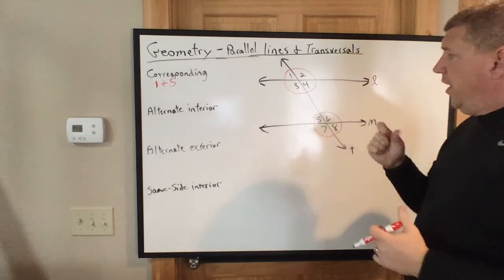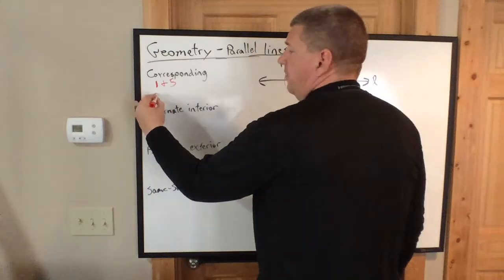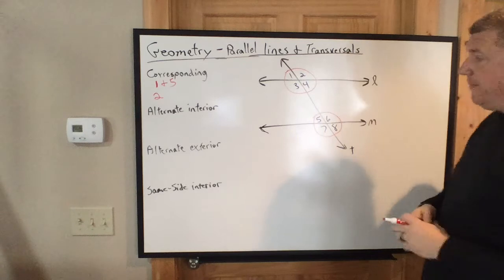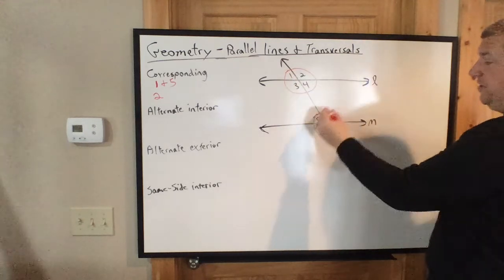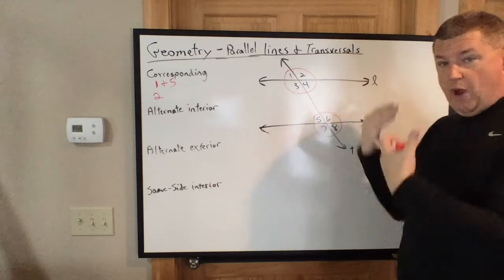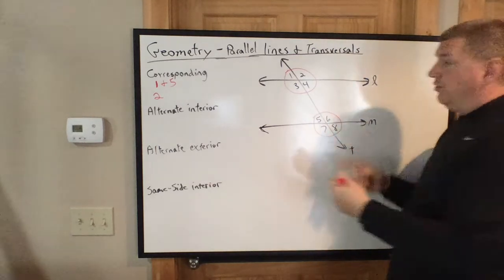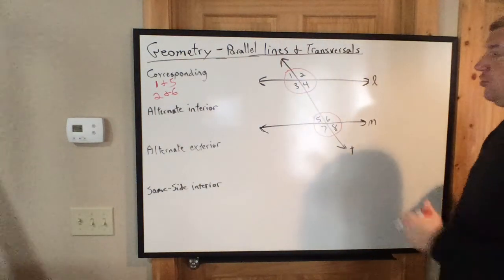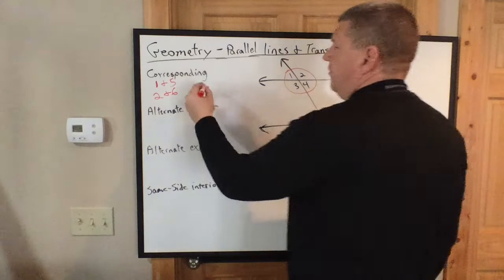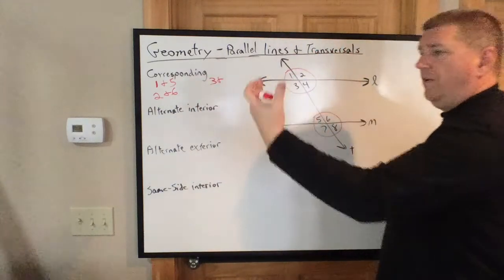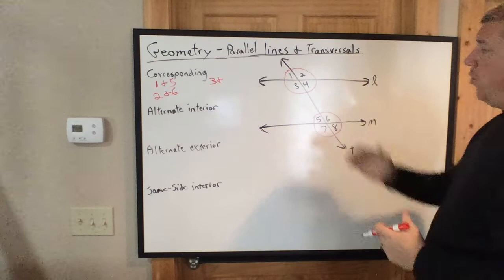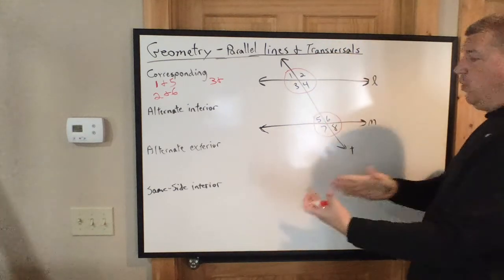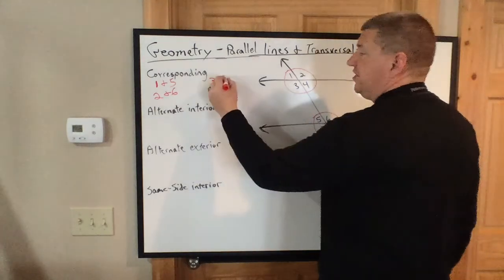Now let's look at angle number 2. Angle 2 is in the upper right-hand corner of the first cluster. Which angle in the second cluster is in the upper right-hand corner? That would be angle 6. So 2 and 6 are also corresponding. Now let's look at angle number 3. Angle 3 is in the lower left-hand corner of the first cluster of angles. Which one in the second cluster is in the lower left-hand corner? That would be angle number 7.